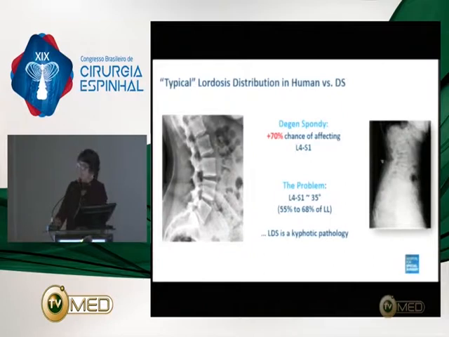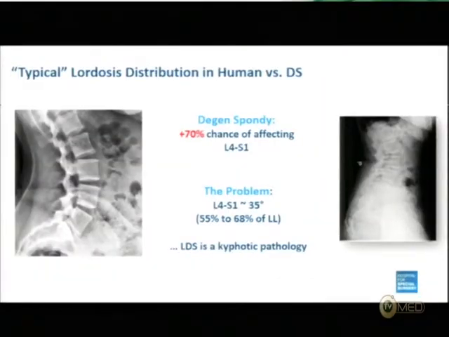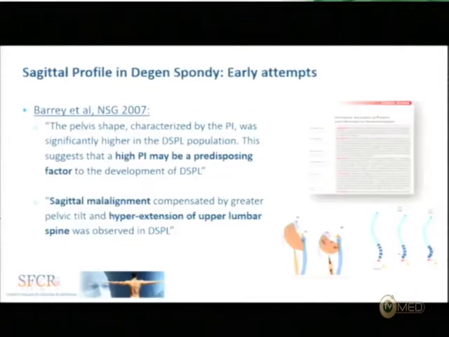So what is the problem with a degen spondy? It's really unfortunate because it usually happens at L4-L5, once in a while L5-S1, and that's where we're supposed to have most of the lordosis. Remember from yesterday, between 55 and 68% of the lordosis is from L4 to S1. And a degen spondy is a kyphotic pathology. So that's creating a sagittal malalignment.